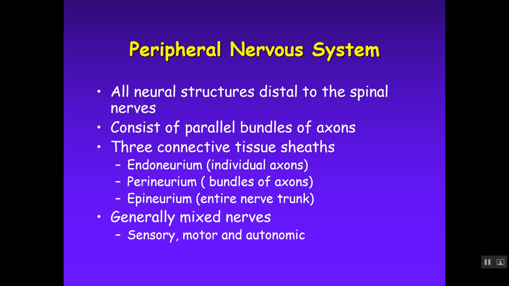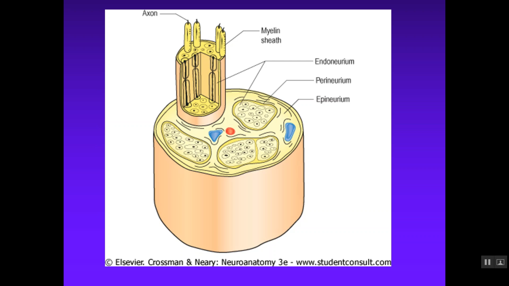You have an endoneurium, a little sheath or surrounding that's around each individual axon, has its own little sheath. And then you've got a perineurium that goes around a bundle of axons, okay? And then you've got an epineurium around the entire nerve trunk, okay? And that's showing you this picture here. This is a good picture from Crossman here.